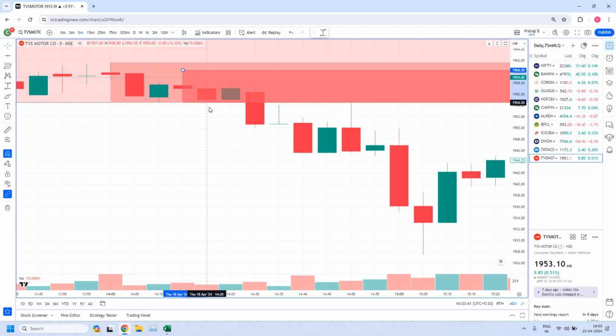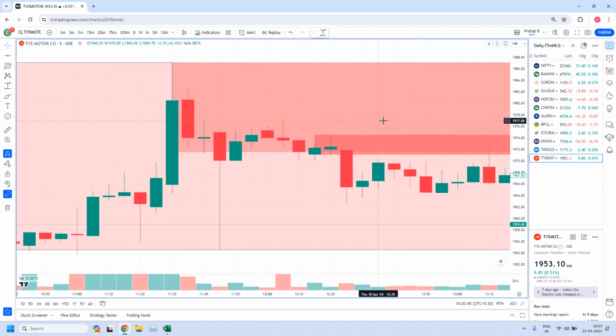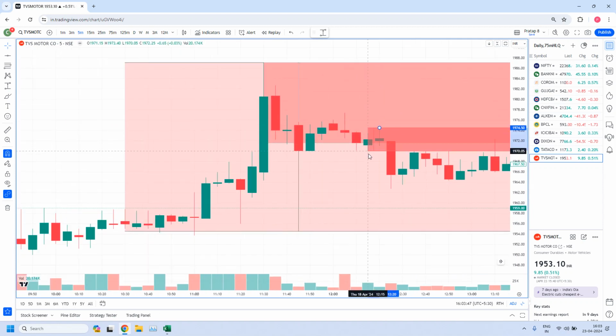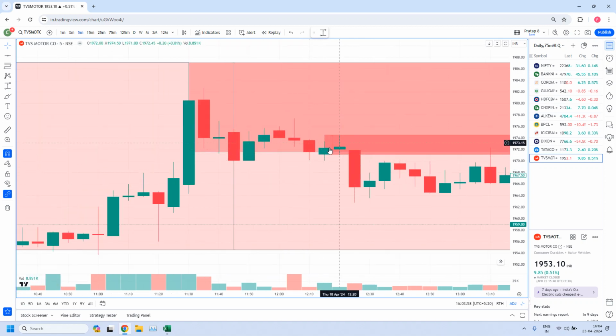It's negligible. But here you see, the difference is not negligible, it is considerable. There is a good gap here. You have a considerable wick here. So type 2 you can prefer.